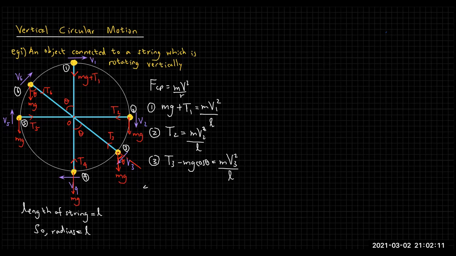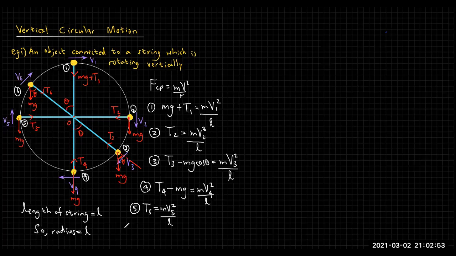Fine. Fourth one. Tell me the centripetal force. Fourth one, when the object is here. What is centripetal force? Yeah. T4 minus mg. T4 is towards the center, mg is away from the center. So it's T4 minus mg, and that is equal to mv4 squared by L. And at position 5, what is centripetal force? It's just T5 because it is towards the center, equals mv5 squared over L. Probably T2 and T5 must be same because they are at the same elevation, so they will have the same speed. Yeah, same. Only the directions will be different.